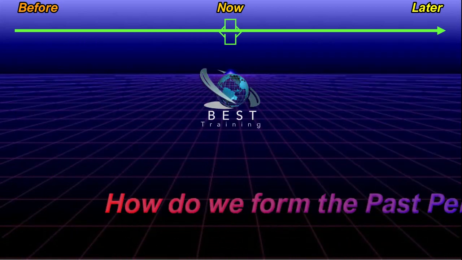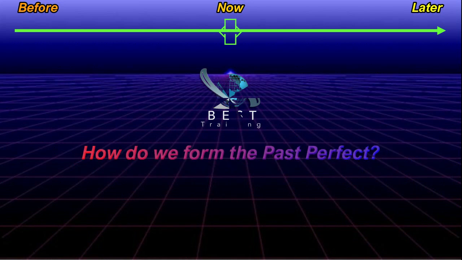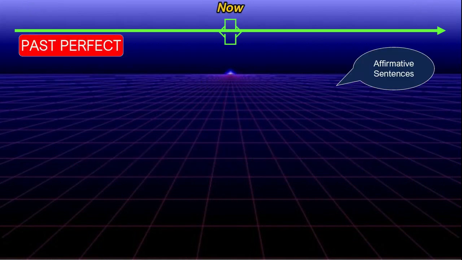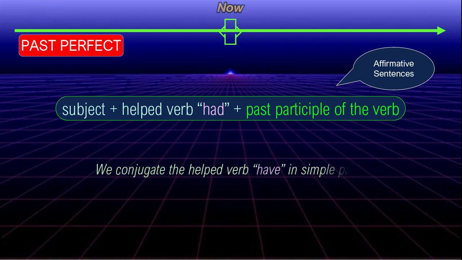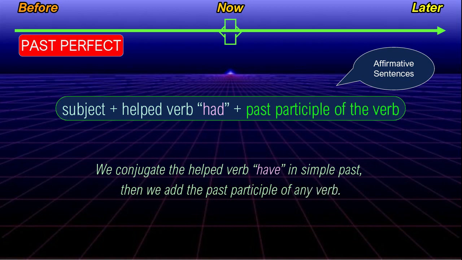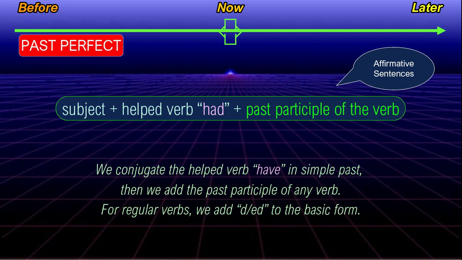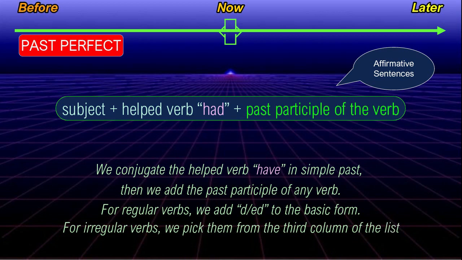How do we form the past perfect? The structure of the past perfect in positive form is subject plus helped verb had plus past participle of the verb. We conjugate the helped verb have in simple past. Then we add the past participle of any verb. For regular verbs, we add ed to the basic form. For irregular verbs, we pick them from the third column of the list.